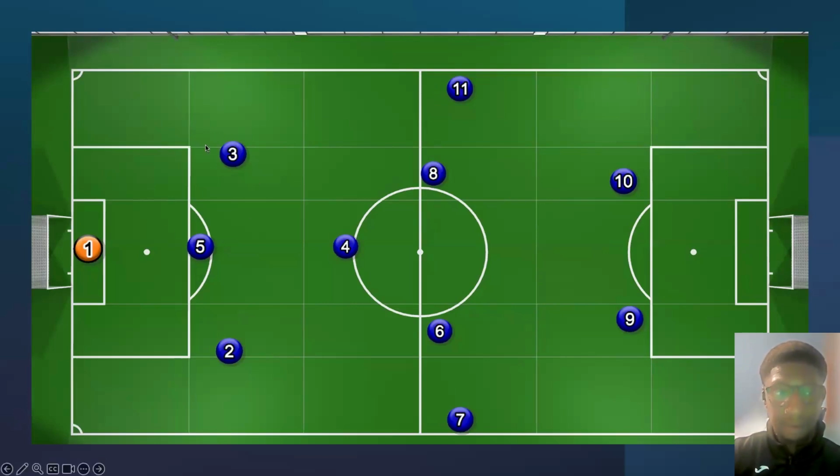In possession, they may look like a back 3, and then out of possession, they will look like a back 5. So a back 3 into a back 5.